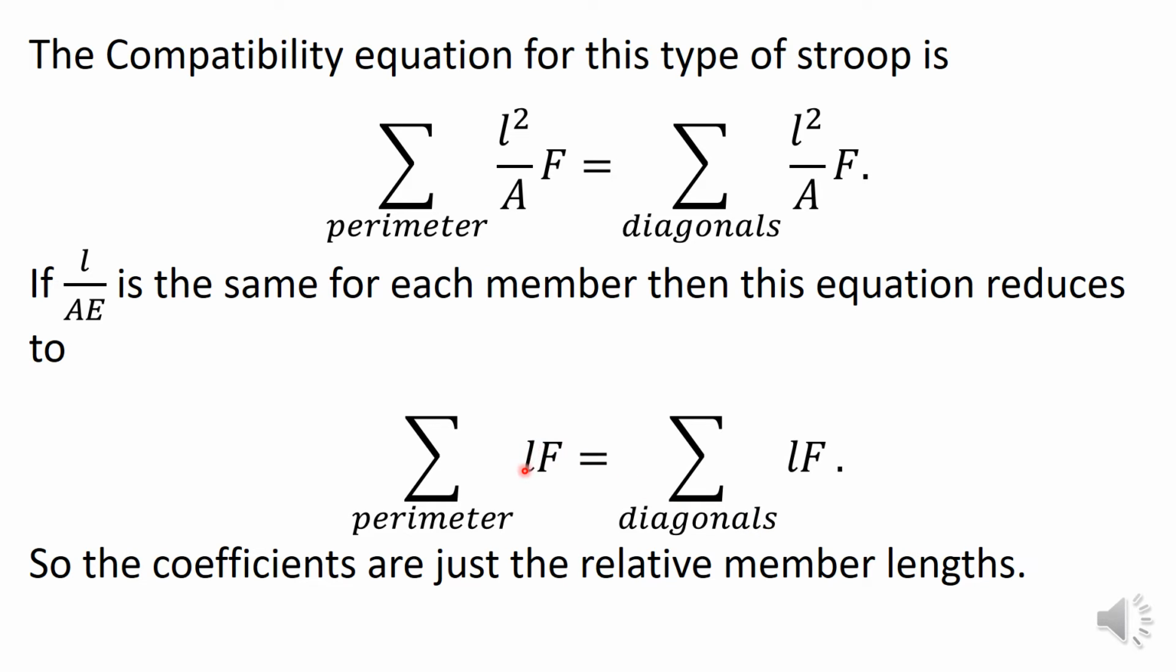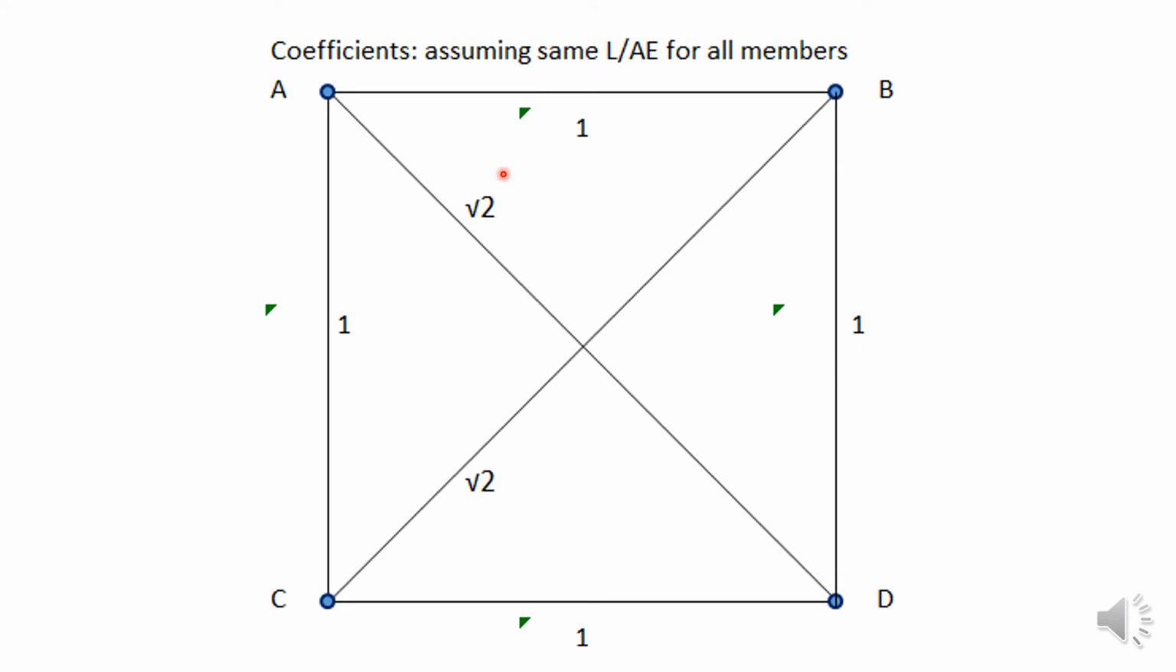So the coefficients of the forces are just the relative lengths of the members. We don't have to use absolute lengths, of course. We can factor out and bring it down to a relative length. So these are the coefficients, assuming L over AE for all members. You can think of the length of this member as a unit. So this is 1, 1, 1, 1, and then you have square root of 2 on the diagonals. Again, just using relative lengths.